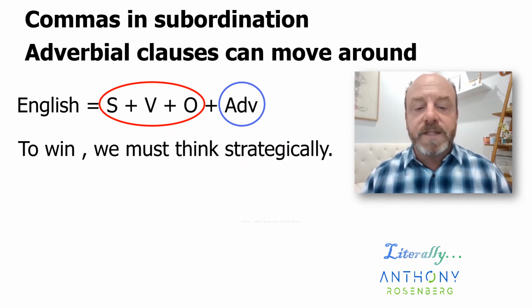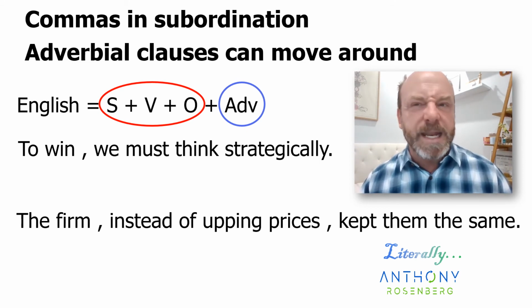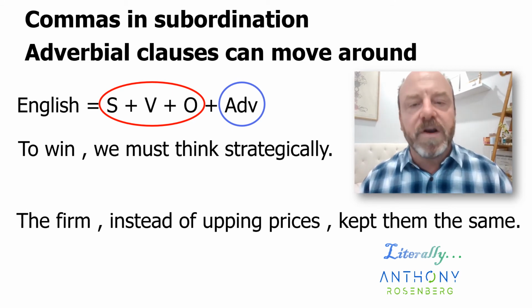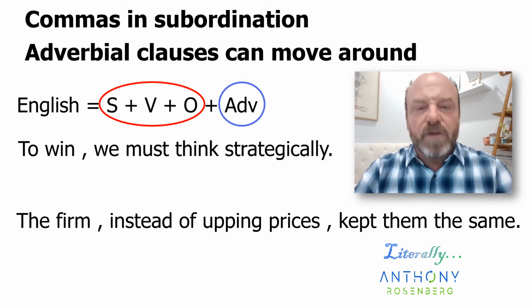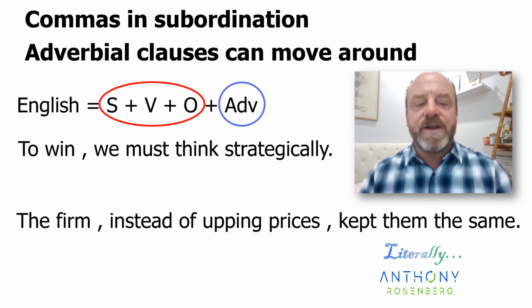So, the firm, instead of upping prices, kept them the same. So we've got two verbs. We've got upping prices. Yes, believe it or not, the verb to up. To up something is to increase. Usually it's about money or prices or values or amounts, things like that. It's not a very common verb, I get it. So up prices, increase prices if you like, and keep something the same. So we've got two verb clauses, two verbs, therefore two clauses, right?